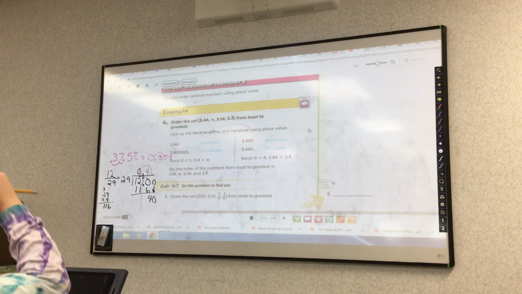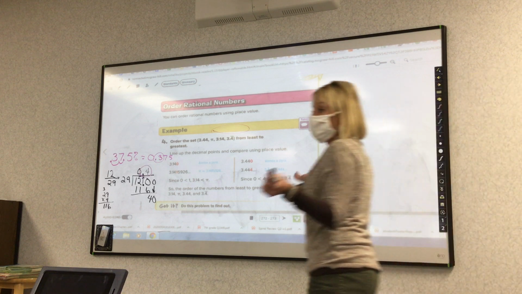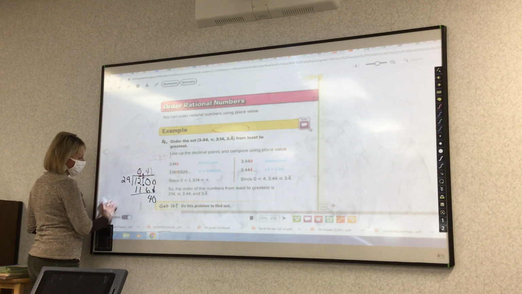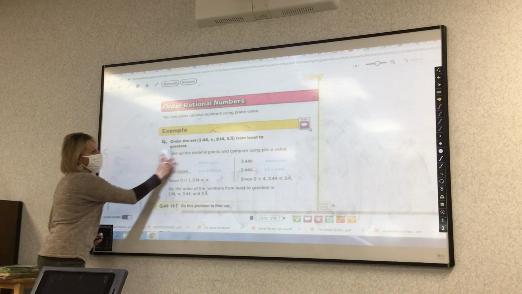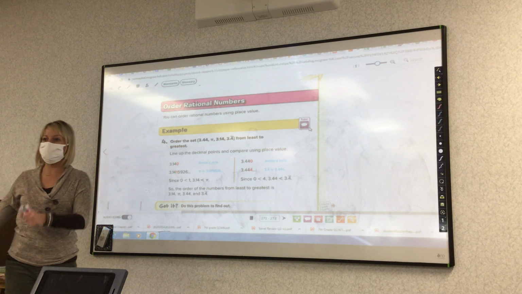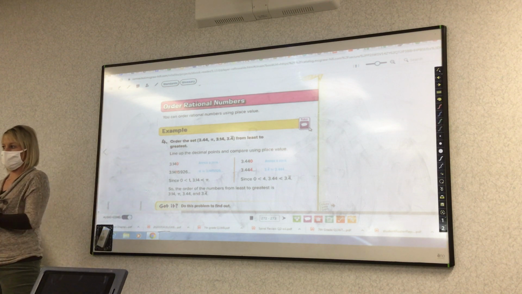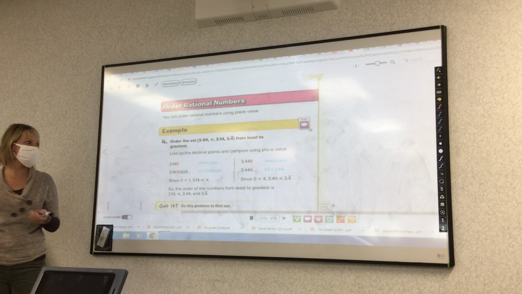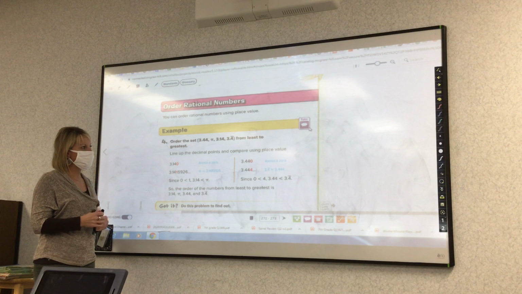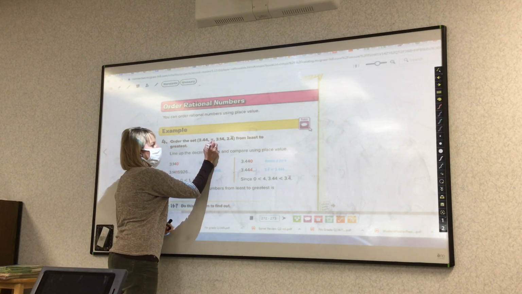The last thing that we're going to do is order rational numbers. It's the exact same thing as comparing them. The only thing is I'm getting more than one number, and I just have to put them from least to greatest. You still have to either make them all fractions or all decimals. So if I have 3.44 and pi, this is where that came in handy. This is where we need to know how to write pi.